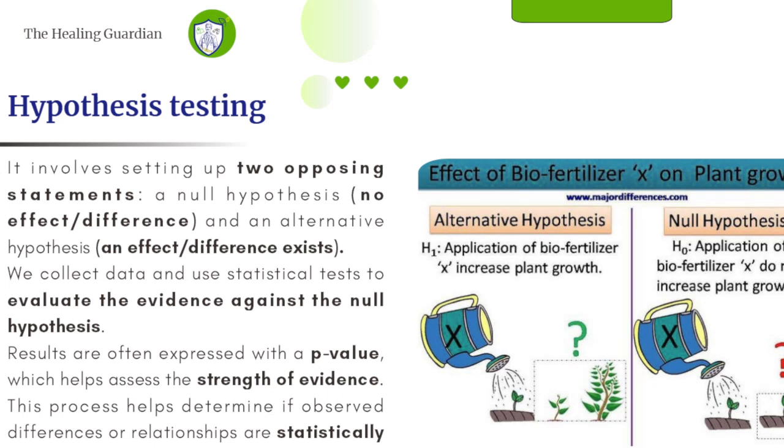That is what we mean by testing a hypothesis. So the results are often expressed with a p-value. And we are going to talk about later what the p-value represents. But in brief, it is a probability value, which helps to assess the strength of the evidence.